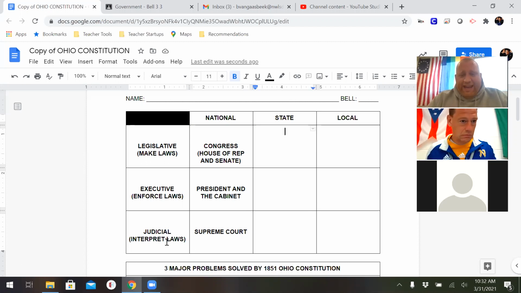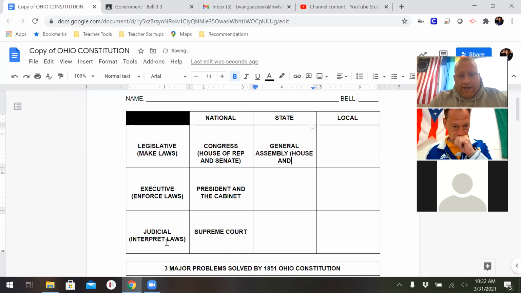Now, at the state level, we don't have a Congress. Even though we have a House of Representatives and a Senate at the state level, we don't call it a Congress. We actually call it something different. We call it the General Assembly. And again, this is a House and Senate.